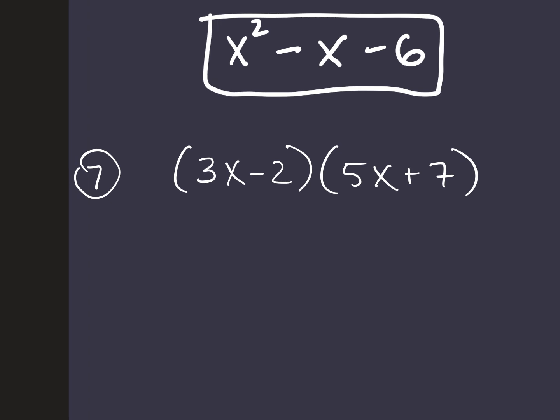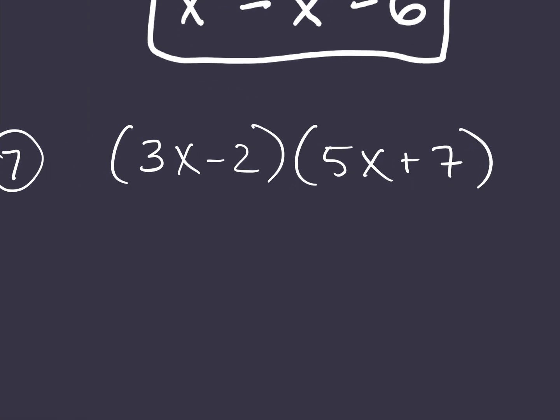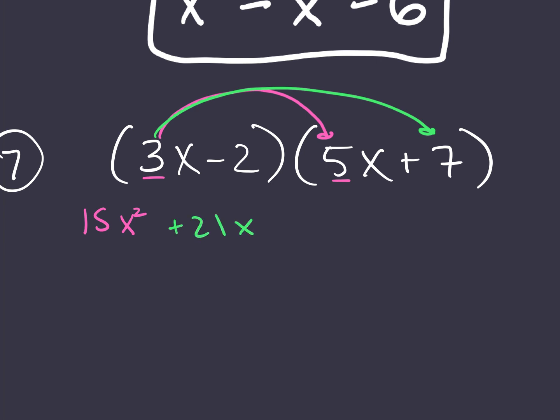All right, next, let's look at 7. Again, binomial times binomial, we have to FOIL. So we start by multiplying our first two terms. So 3x times 5x, multiply the coefficients together. So this would be 15x squared. Then we multiply the outsides. So 3x times 7. 3 times 7 would be 21x. Then the insides together. -2 times 5x. -2 times 5 would be -10x. And then -2 times 7 would be -14.